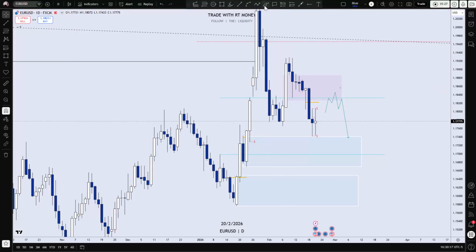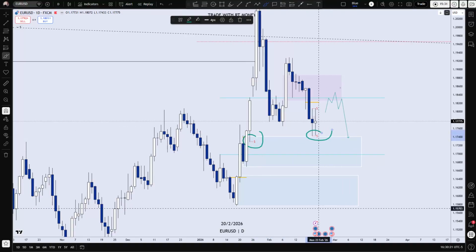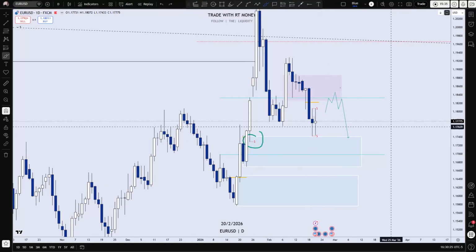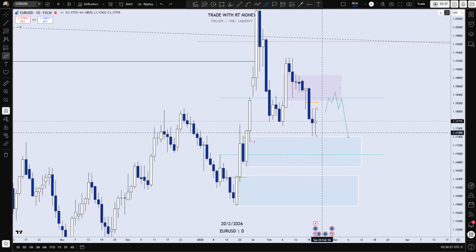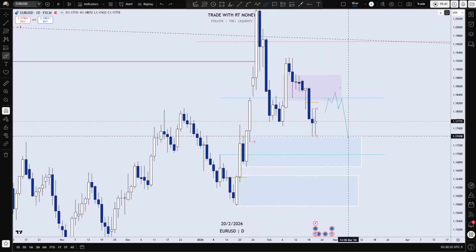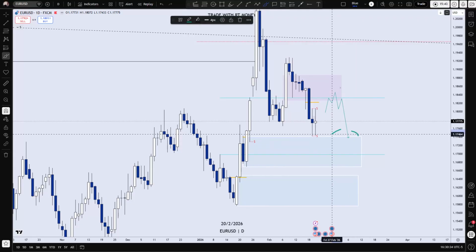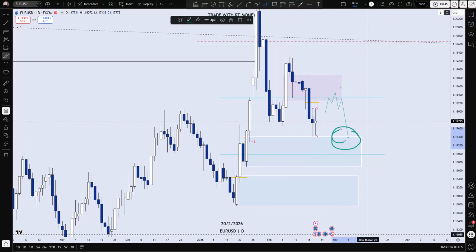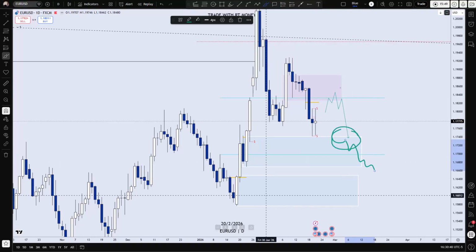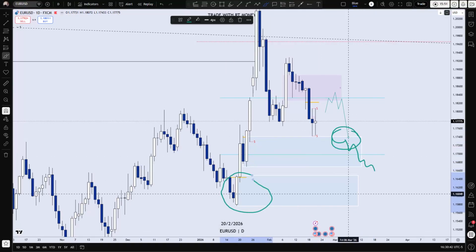Once we get the sweep of this low and this low, that would prove to be pretty pivotal because that's sell side liquidity, and I would be looking for a buy model once we come into this vicinity. If the price continues down, then I'll be looking for that buy model to hit here.